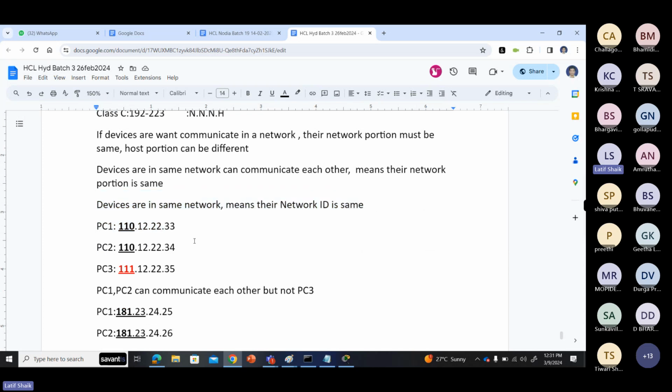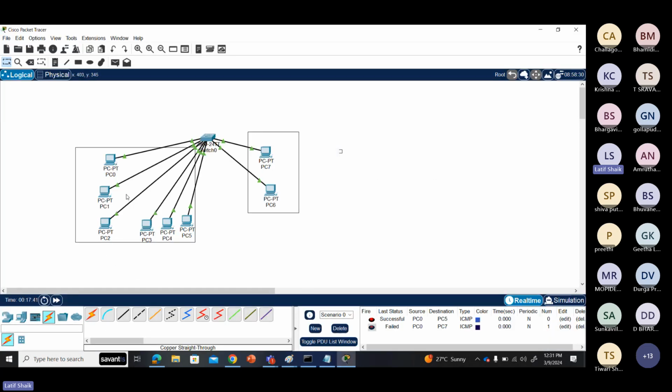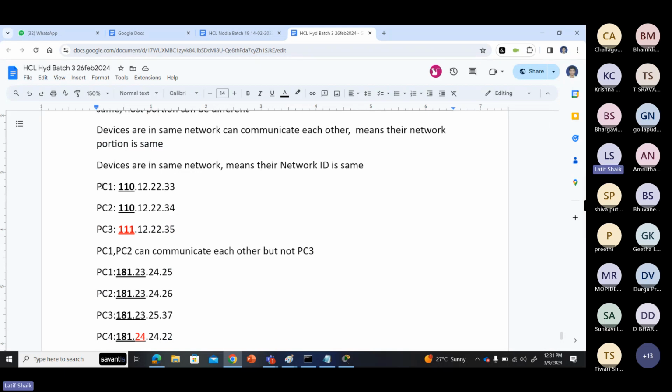If you say all these devices are in the same network, it means their network portion is same. So it is PC1 and PC2. It is class A. First portion is the network portion. These two are the same. So PC1 and PC2 can communicate with each other. If you see PC3, it is different from this. So not PC3. It is a different network.